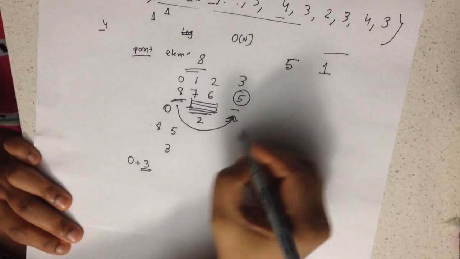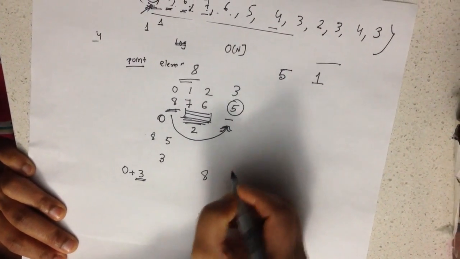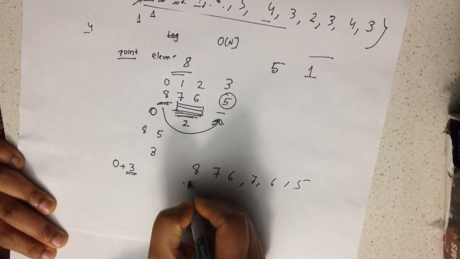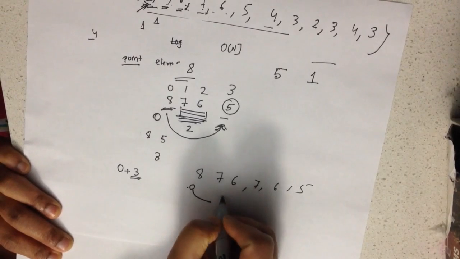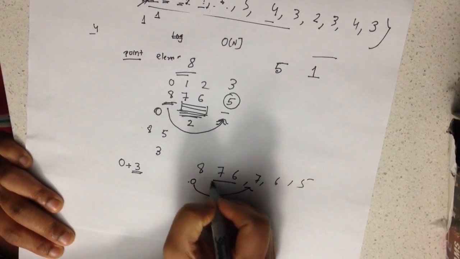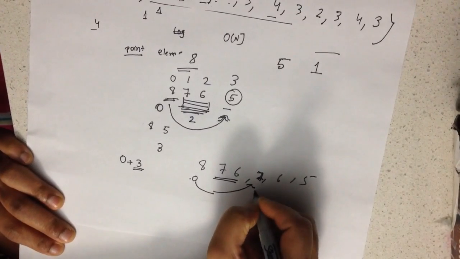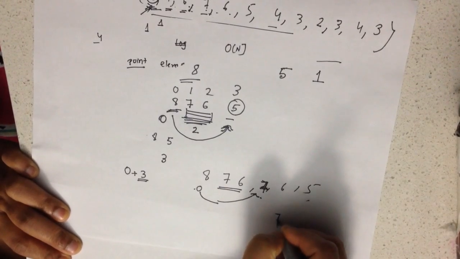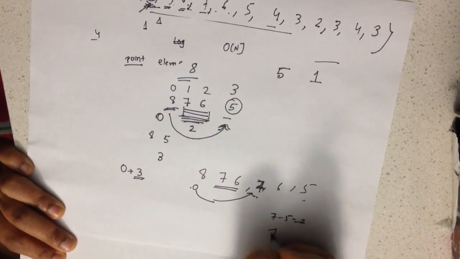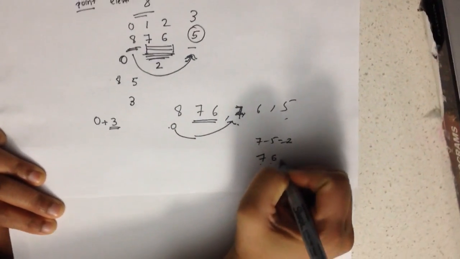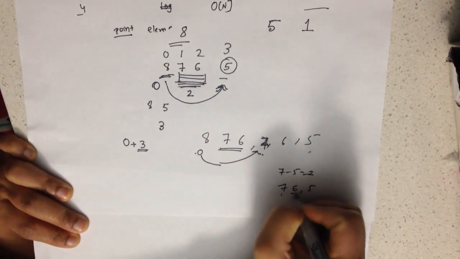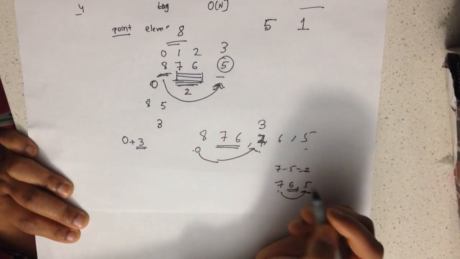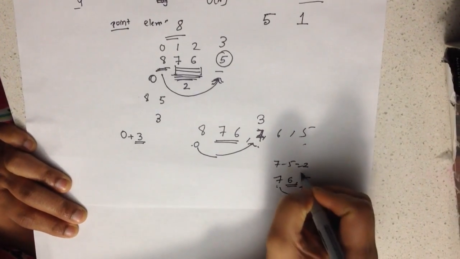So every time, say the array is 8, 7, 6, 7, 6 and then 5. The pointer is at 0, and it will go to 6 without looking at two elements, and it will see that it's not 5. Now it will again calculate the difference, 7 minus 5, which is 2, because to come to 5 it has to be 7, 6 and then 5. So it can avoid this element and go check this one. At this position, the position is 3 and the difference is 2.